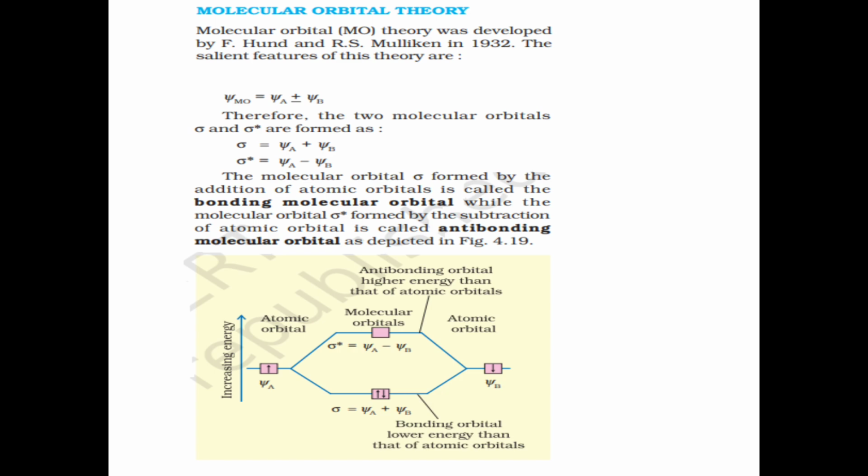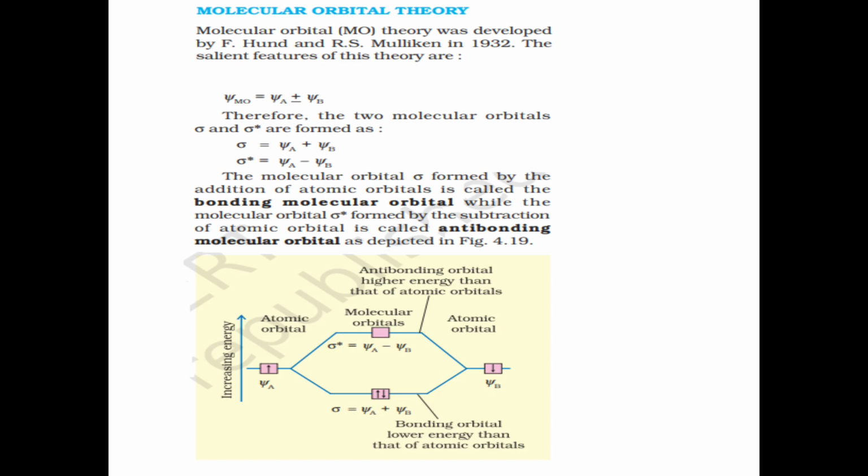Now come to molecular orbital theory. Molecular orbital theory was developed by F. Hund and R. S. Mulliken in 1932. The salient features of this theory are psi MO is equal to psi A plus or minus psi B. Therefore, the two molecular orbitals sigma and sigma star are formed.